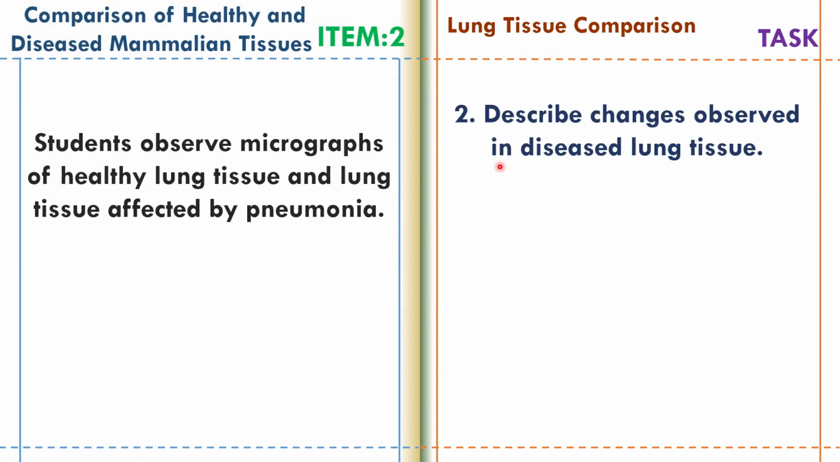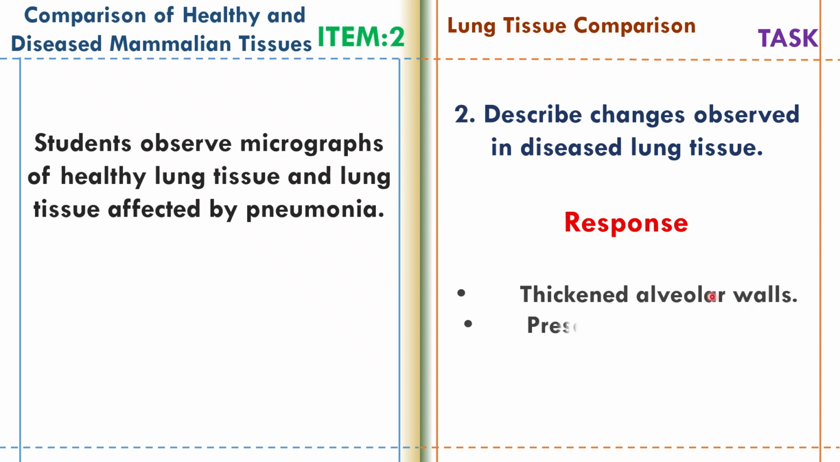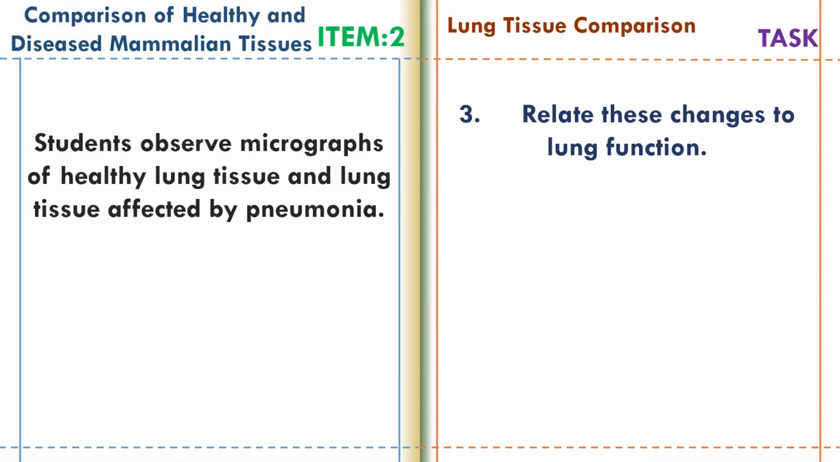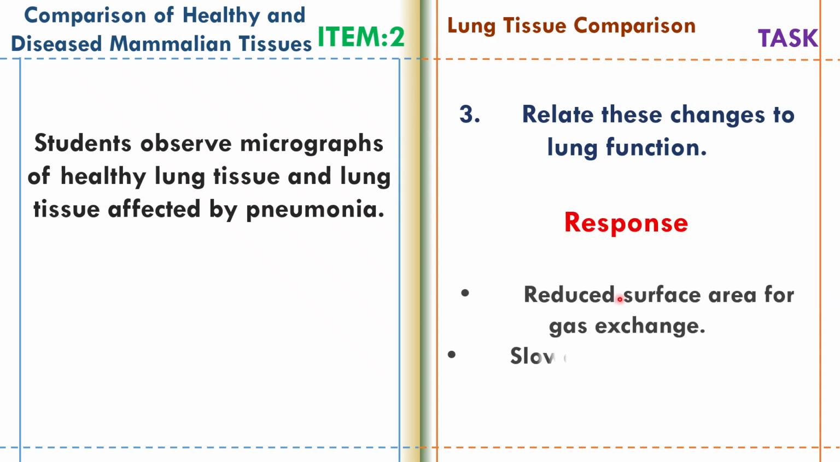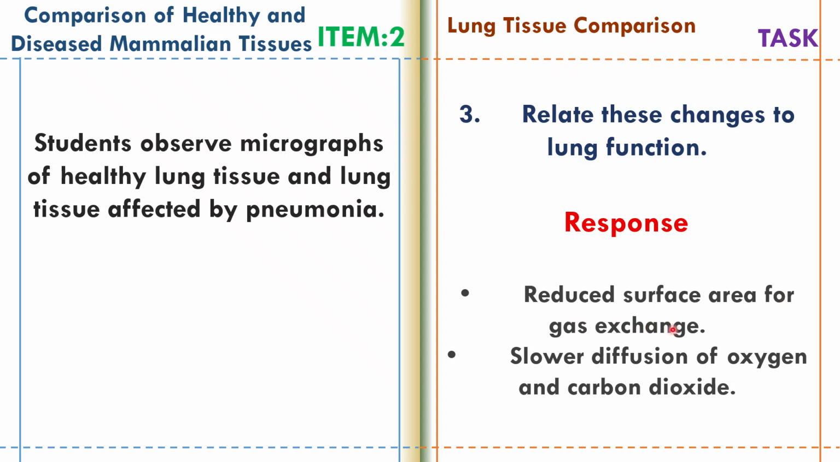Describe changes observed in diseased lung tissue. Thickened alveolar walls, presence of fluid or pus, reduced air spaces. Relate these changes to lung function. Reduced surface area for gaseous exchange, slower diffusion of oxygen and carbon dioxide.